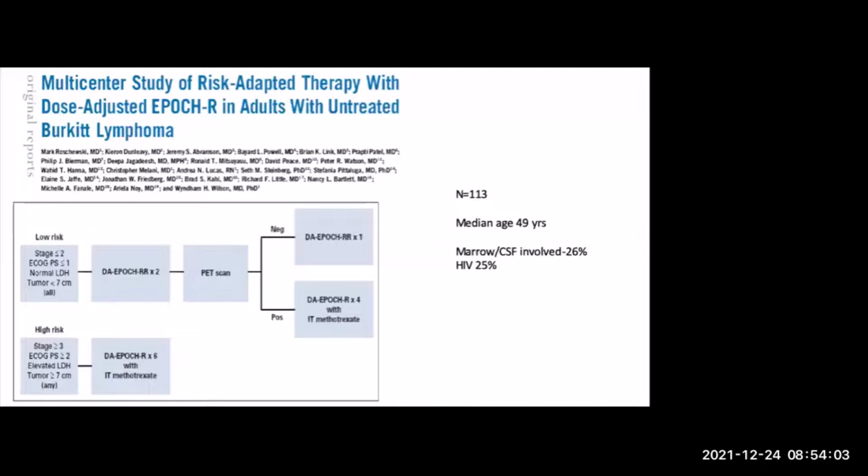After 2 cycles of short course EPOCH-R, a PET scan was done for response assessment. If the PET was negative, the patient received 1 more cycle of short course EPOCH-R and the treatment was stopped. If the PET was still positive, the patient was changed to dose-adjusted EPOCH-R for 4 cycles with IT-MTX. In these patients, the median age was 49 years and marrow and CSF involvement was seen in 25%.